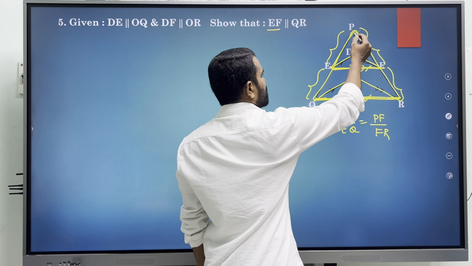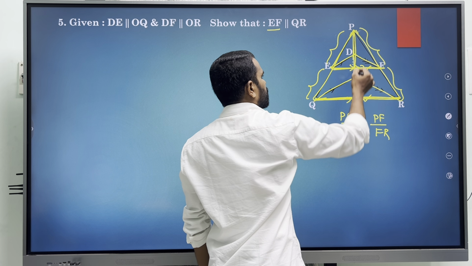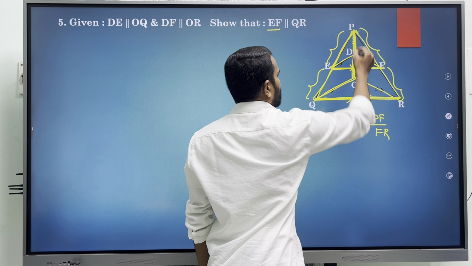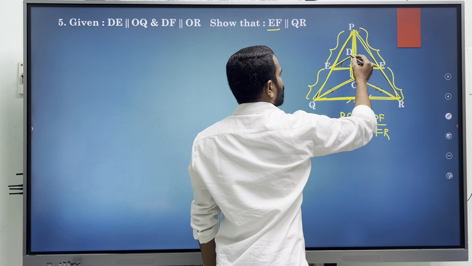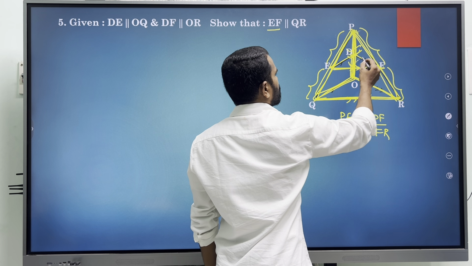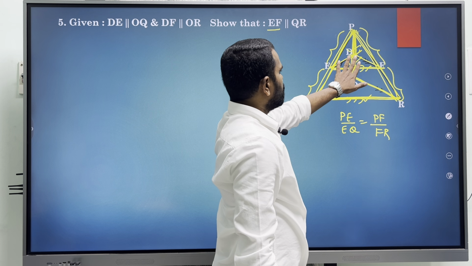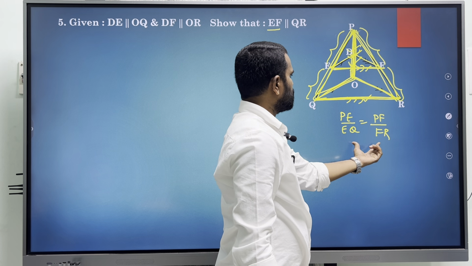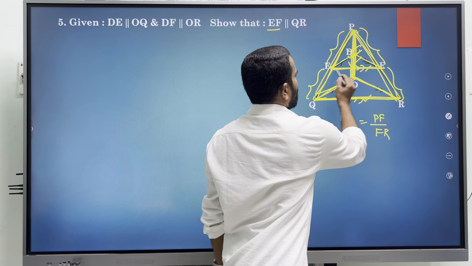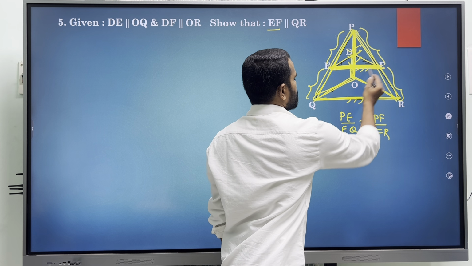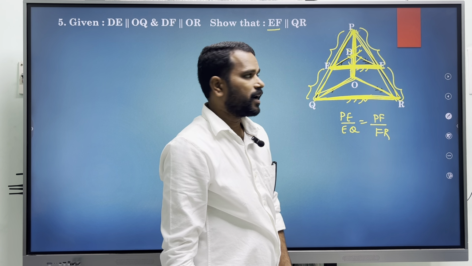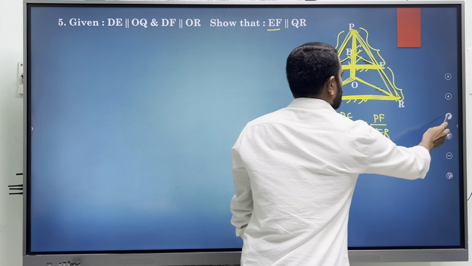So for that, what is common? This thing. First we will take this triangle and then this triangle, so this will be common in both the triangles. And then from that we will get this ratio to be the same. If this ratio is the same, then eventually by converse of BPT you will get this to be parallel. So try to see.